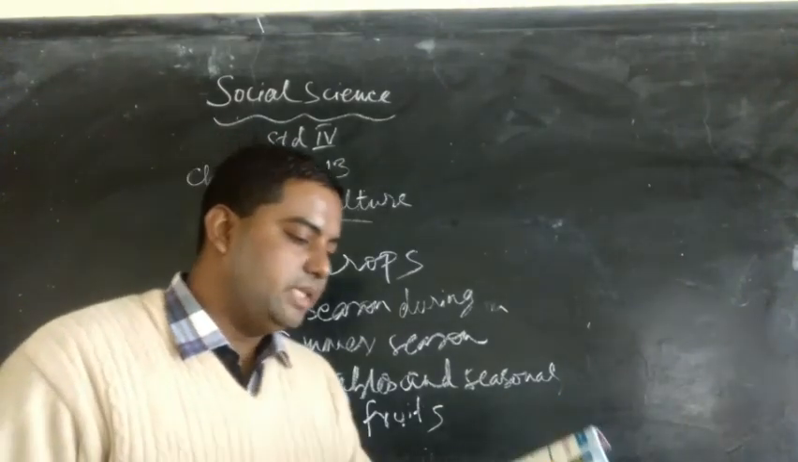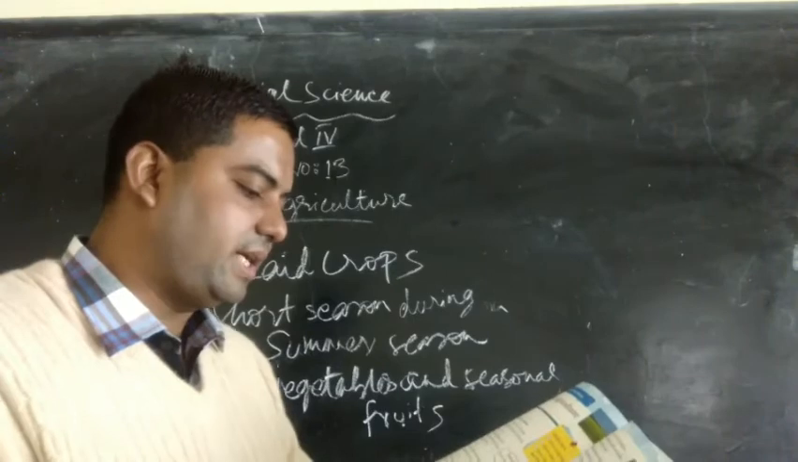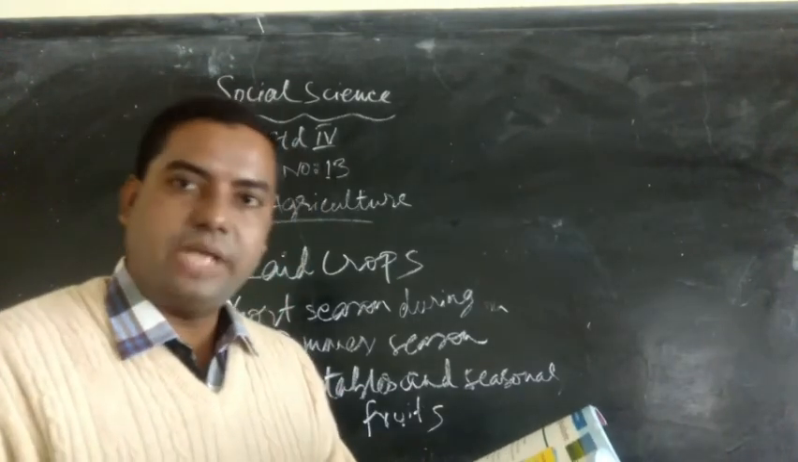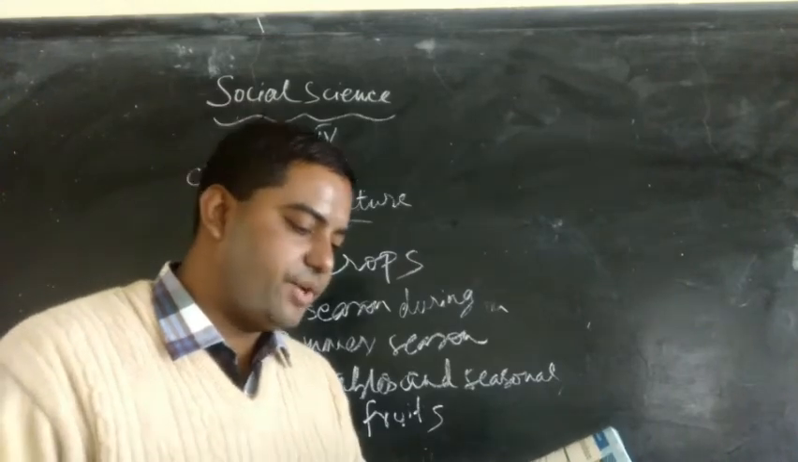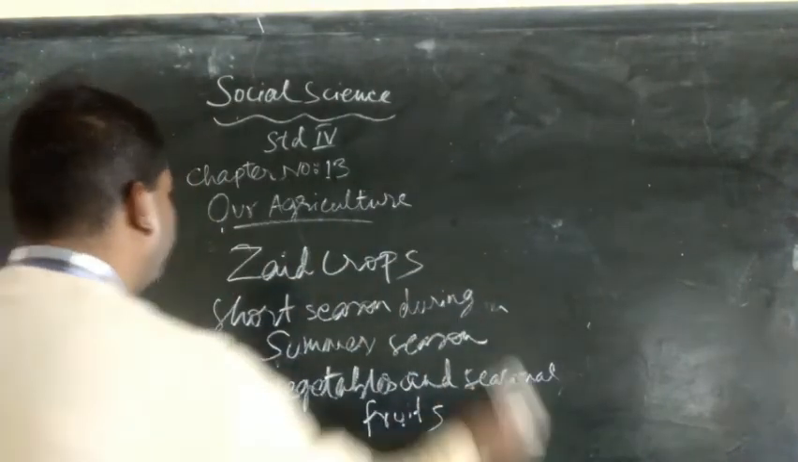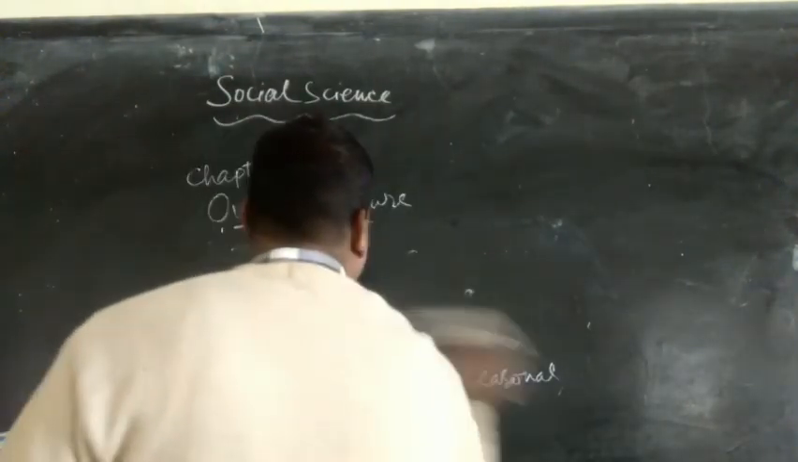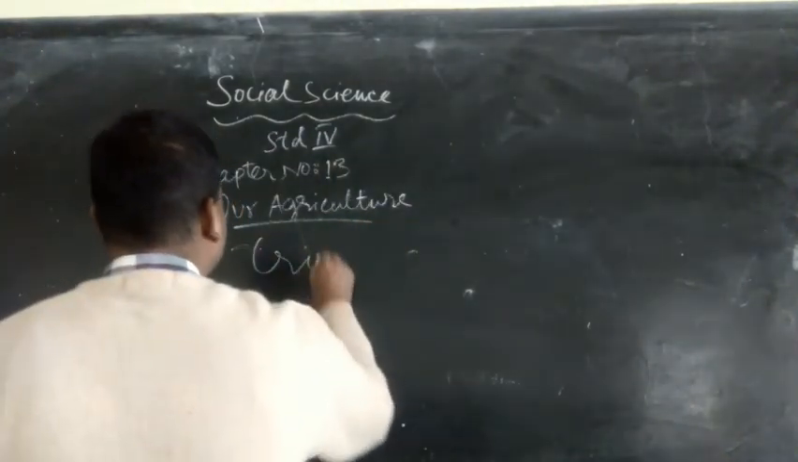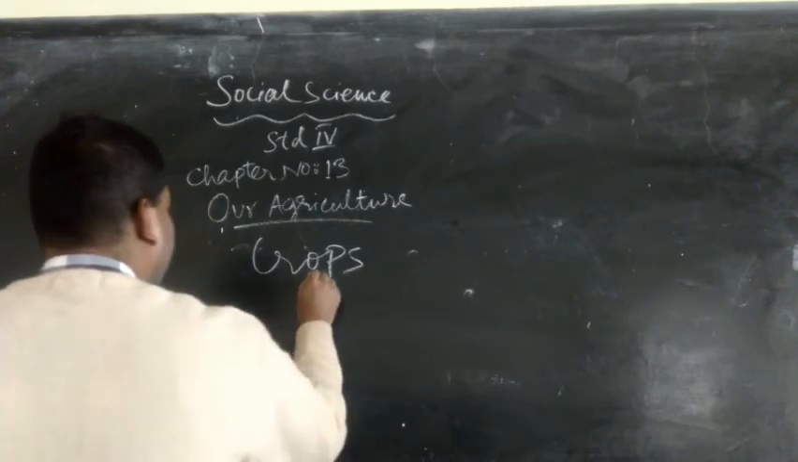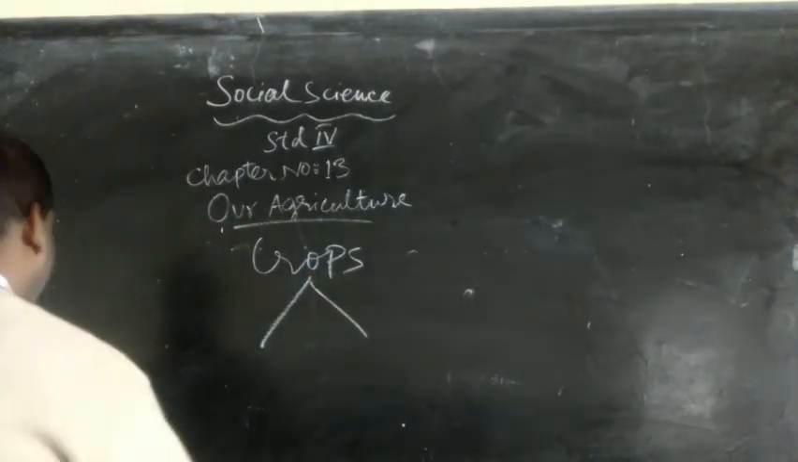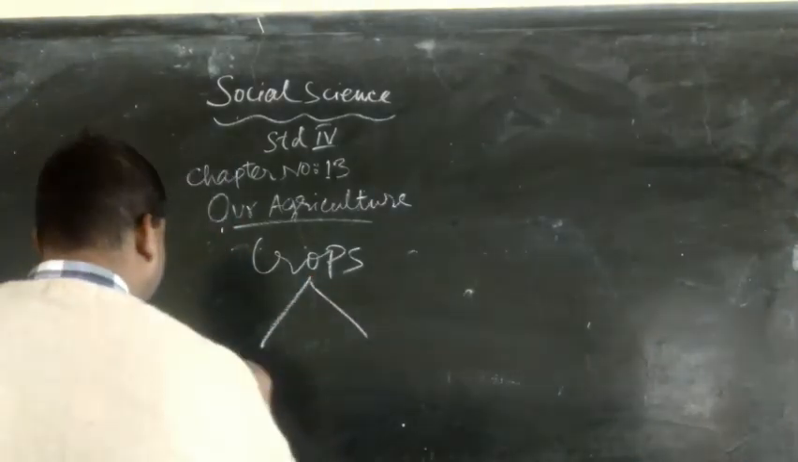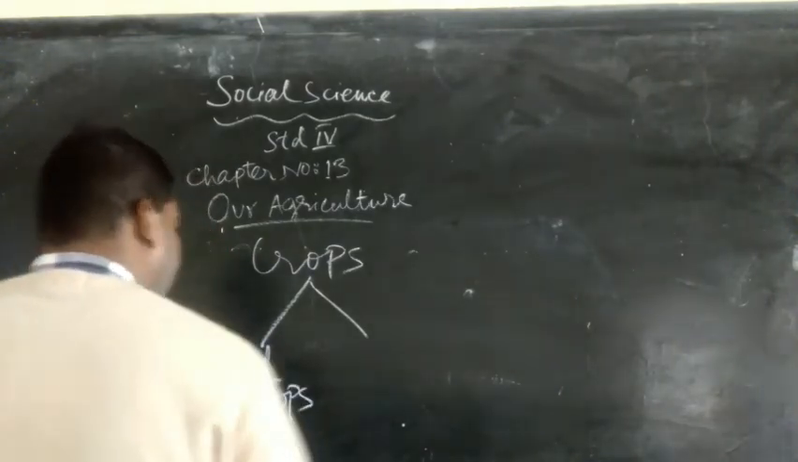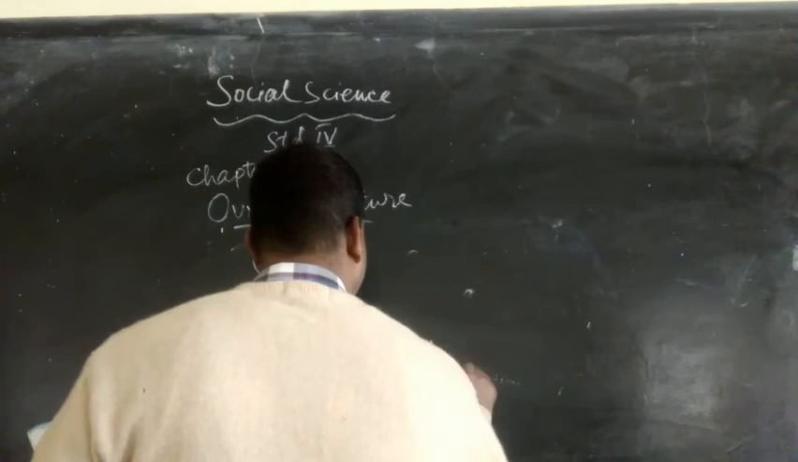Now we come to the types of crops. What are the types of crops? In India, farmers produce two types of crops, food crops and cash crops. So when we come to the types of crops, we see that there are two types of crops. One, it is the food crops, and second is the cash crops.